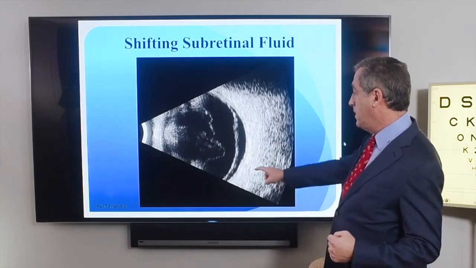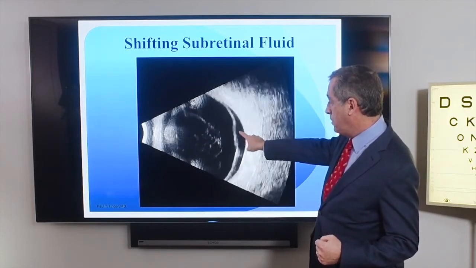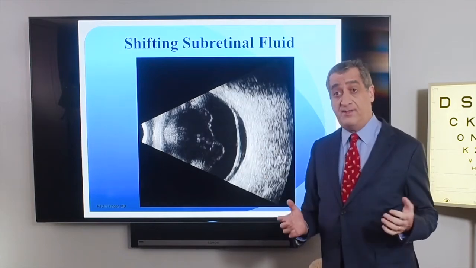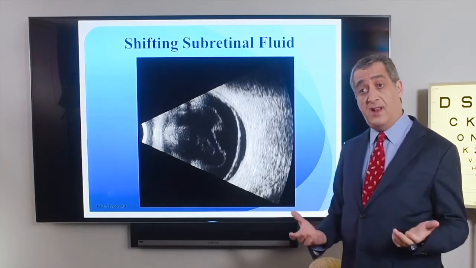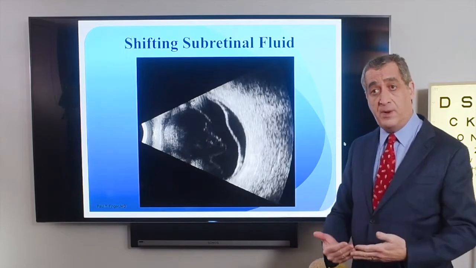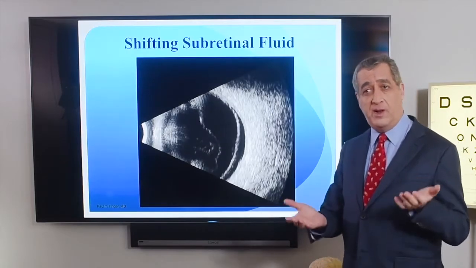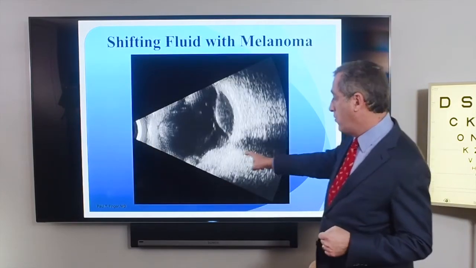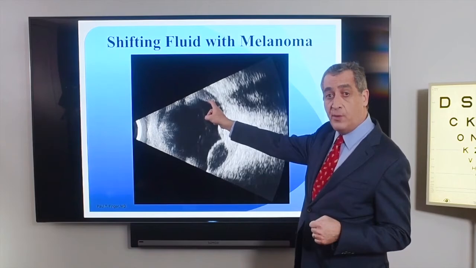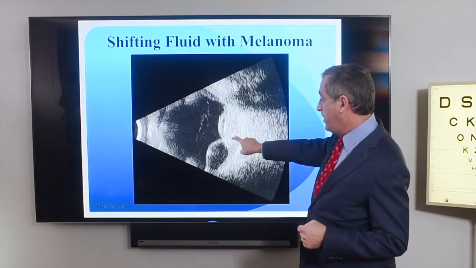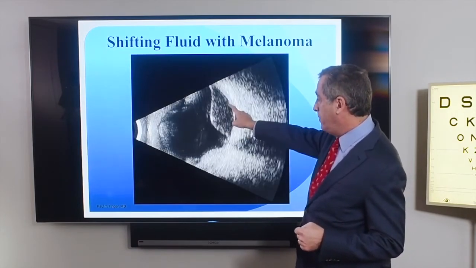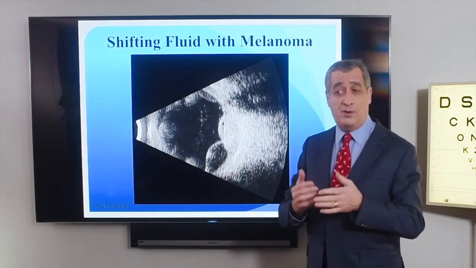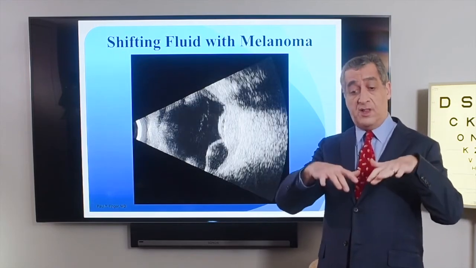Look at this one. Here we have a detachment that's slowly changing with eye movement. We call that shifting fluid. We see that with exudative tumors that are making fluid beneath the retina, and that turbid fluid shifts along with the movement of the eye. Here's an excellent example of a choroidal melanoma with a shifting fluid retinal detachment. You see that the detachment will move when the eye moves. That's because there's no retinal hole for the fluid to get out. It's all underneath there like a blister.